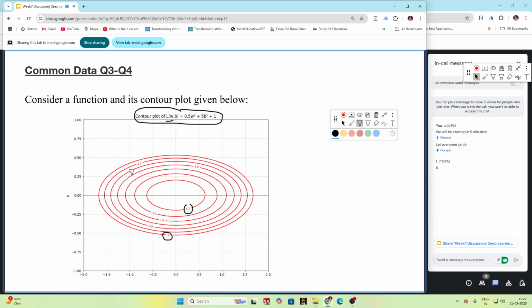In a contour plot, for the same circle you will have the same value of loss. This is nothing but your 3D graph. This is w, this is b, and there will be a third axis where you will be getting the loss. But contour plot means you have cut the graph, so you have converted your 3D plot to a 2D plot. Now all the points on a circle will have the same value of loss. So that is about the question.